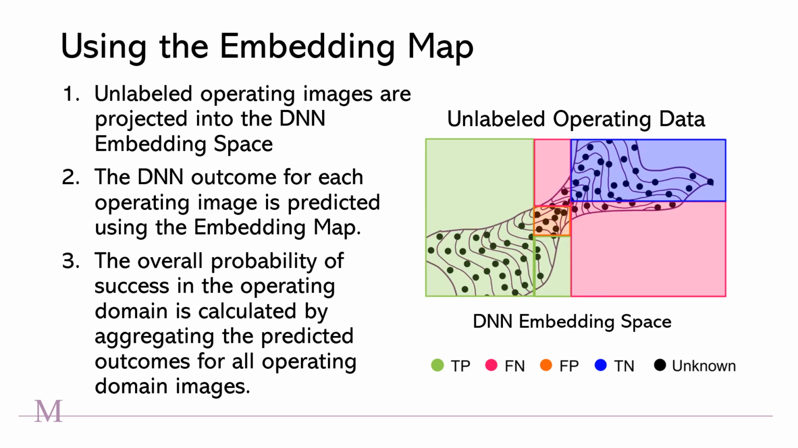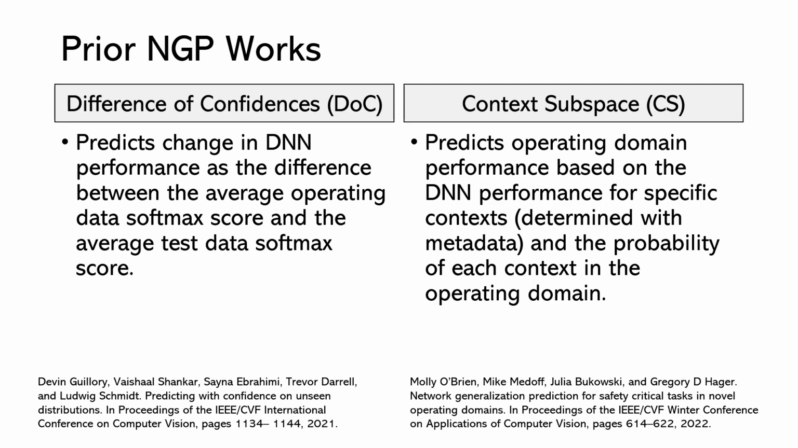Once the embedding map is fit, we can use it to predict the outcomes for unlabeled operating domain images. Each operating domain image is mapped to a leaf node in our embedding map, and the outcomes of the operating domain images are predicted to have the same distribution as the test images from that same leaf node. For example, we would predict that the operating domain images that map to this left green box would be true positive outcomes. We can aggregate these predictions over all of our operating domain samples to predict the overall probability of success or failure.